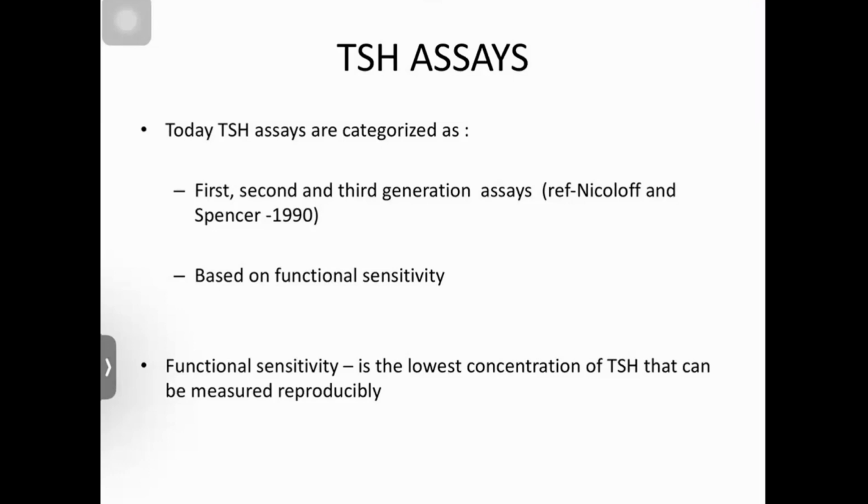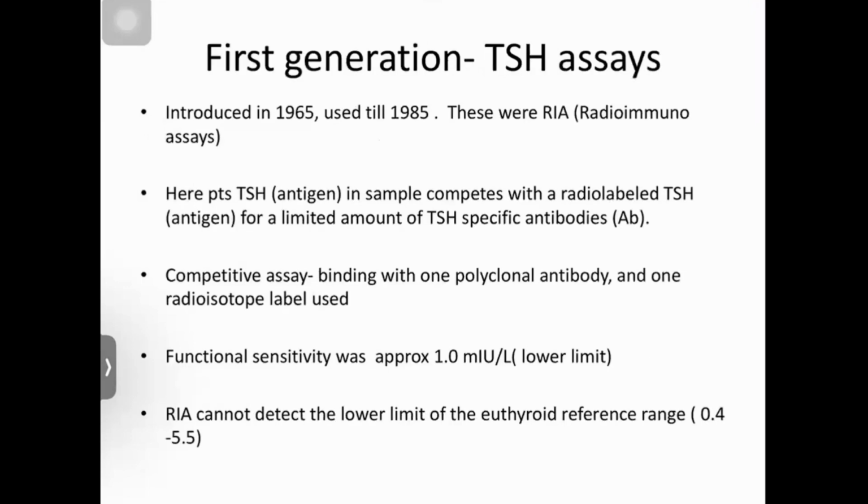So the first is not that sensitive, and the second becomes even more refined and sensitive to measure a very low level, and the third is even ultra sensitive. So the first generation TSH assays were introduced in 1965. They were used till 1985. These were actually radioimmunoassays.